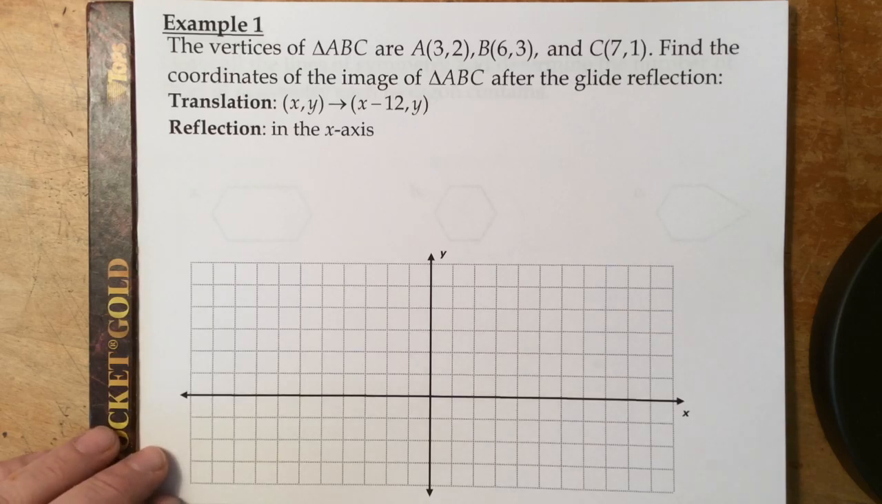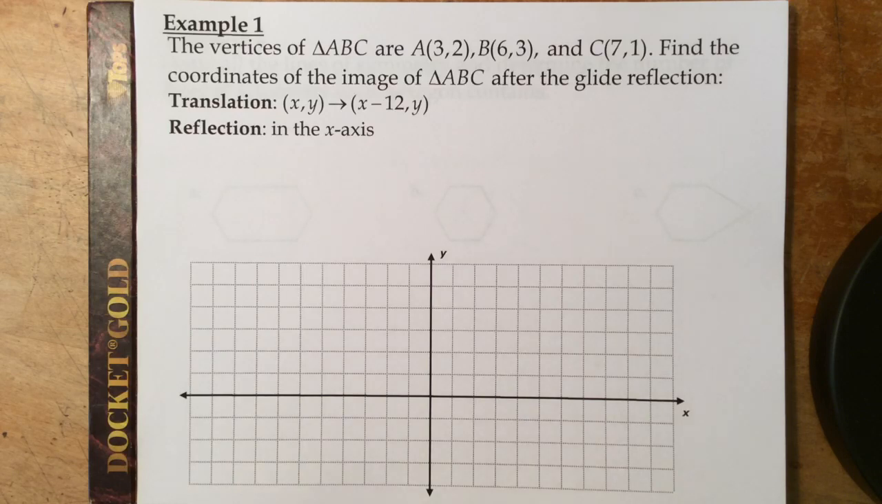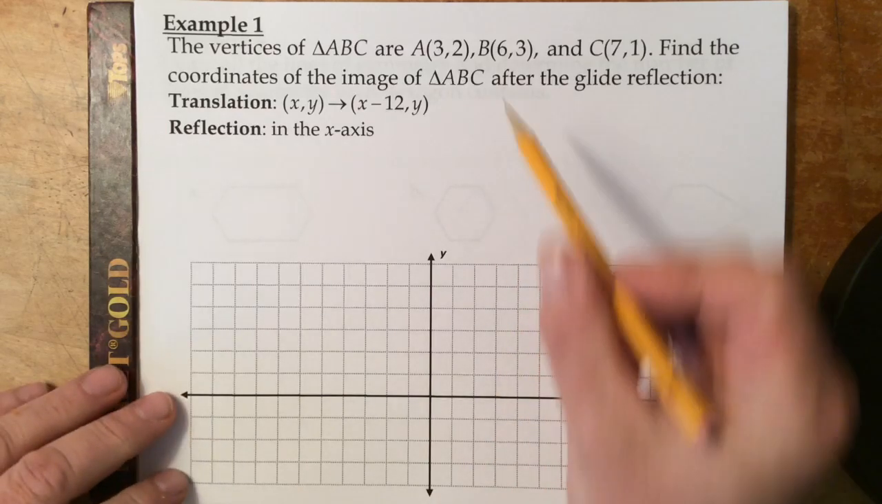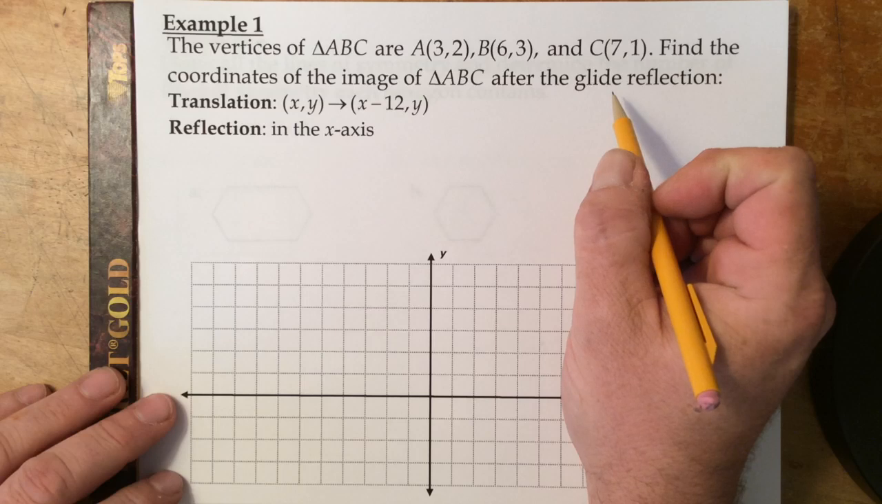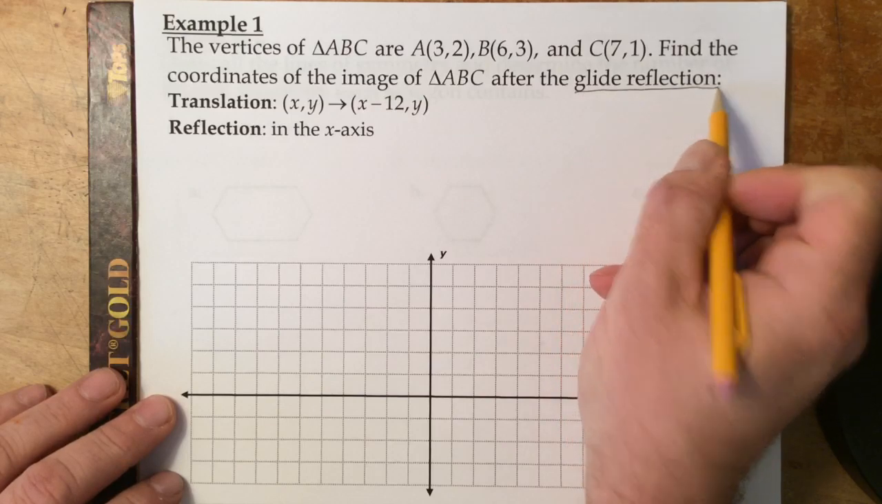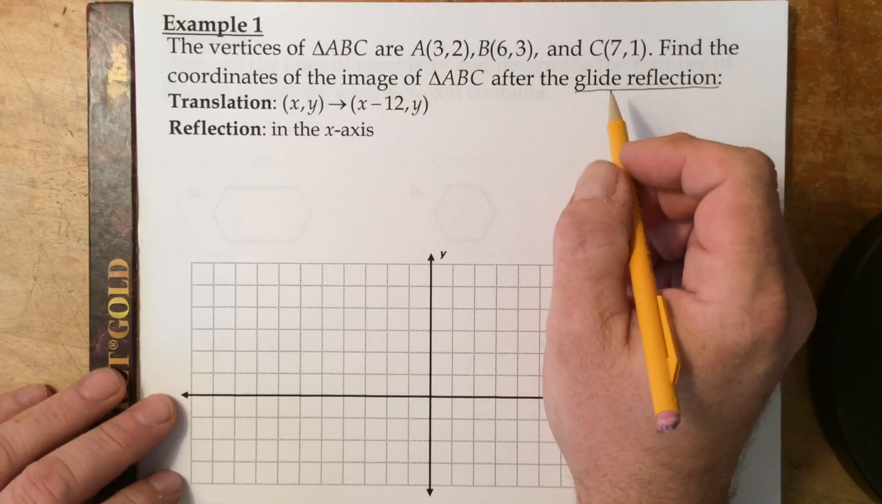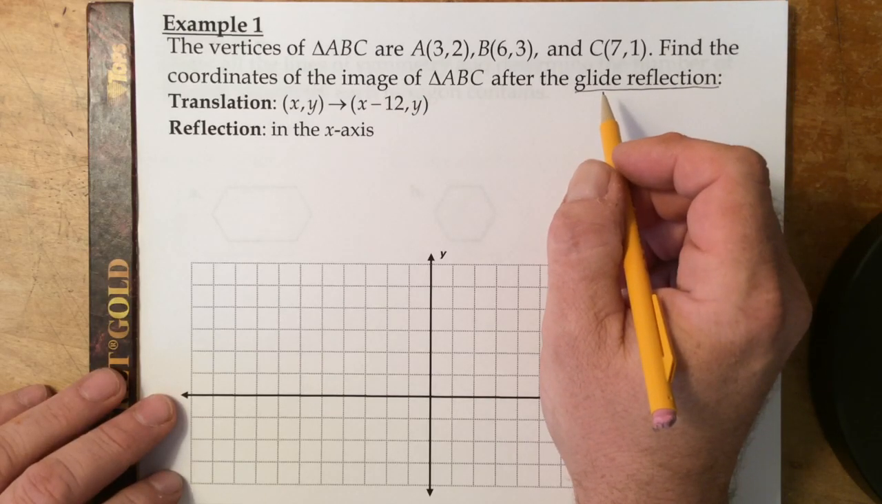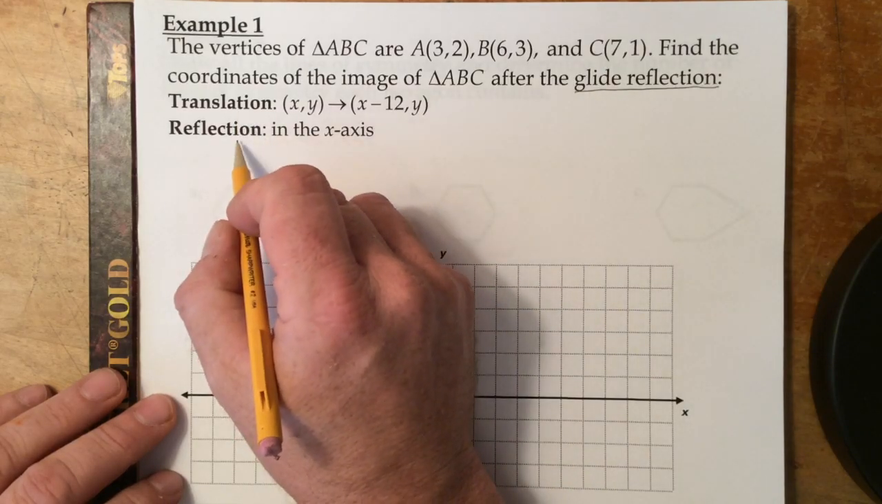Example 1. The vertices of triangle ABC are at A 3,2, B 6,3, and C 7,1. Find the coordinates of the image of triangle ABC after a glide reflection using the composition of 2 transformation rules of translation followed by reflection.